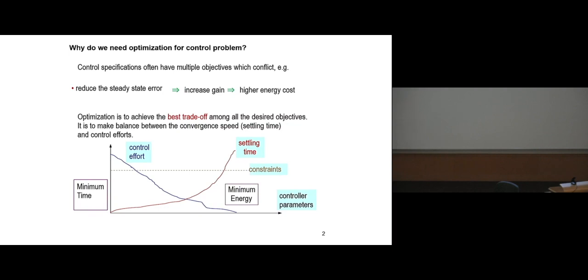As you know, in many cases, let's say you want to make it very fast, which means the settling time is very short. It will require a huge control effort, and of course it will be very expensive. But then you say, okay, I don't care about the settling time, it can be very long. Then yes, in that case, the energy consumption will be low. But if you make the settling time too long, that may not satisfy the performance requirement.